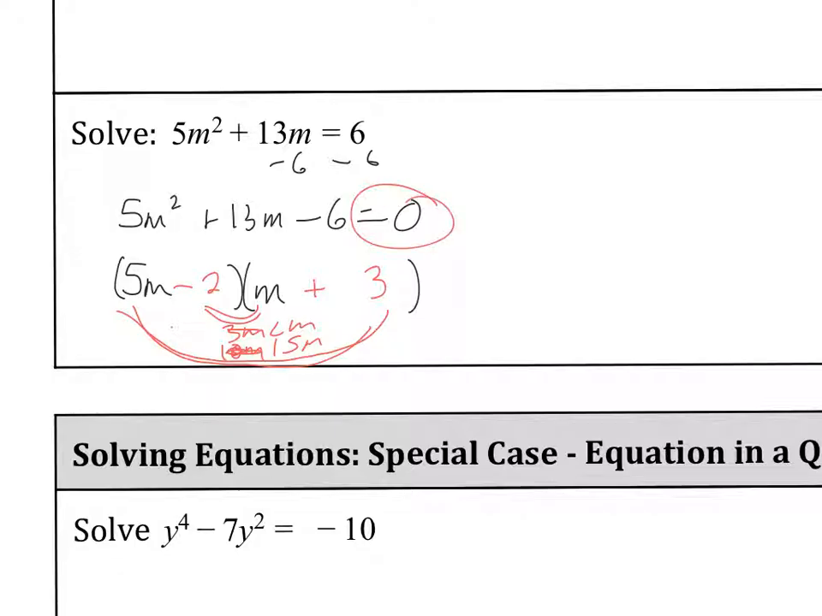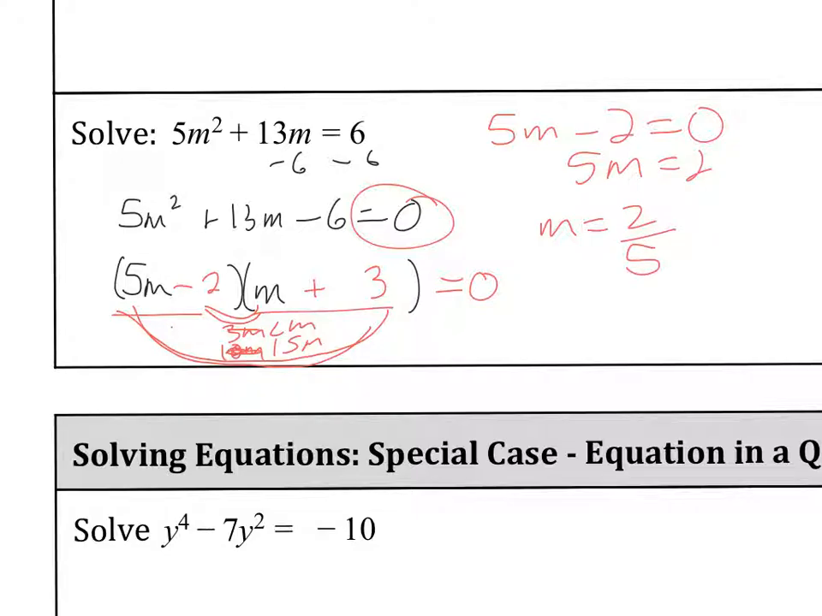And this is an equation, so this still equals 0. And because it's an equation, I'm now going to take each portion of this and set it equal to 0 and solve it. So when does 5m minus 2 equal 0? That happens when 5m equals 2, or when m equals 2/5. When does m plus 3 equal 0? When m equals negative 3. So our two answers are 2/5 and negative 3.